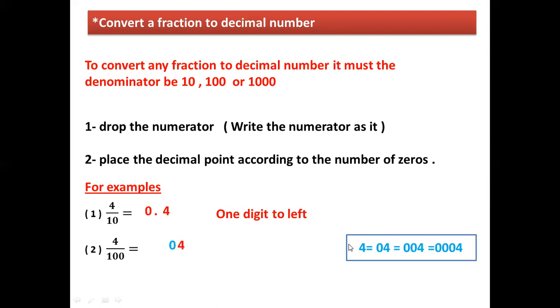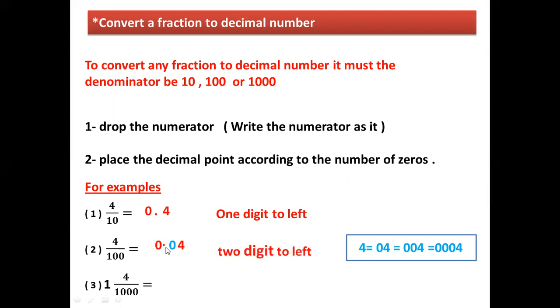Then the turn of the decimal point. We will put the decimal point after two digits. Count with me. 1, 2. So we will put the decimal point here. And the whole number here equals what? Equals 0. Okay? Next.